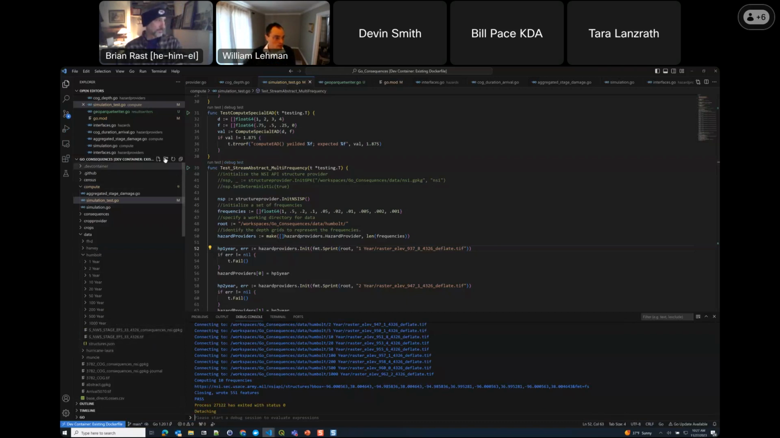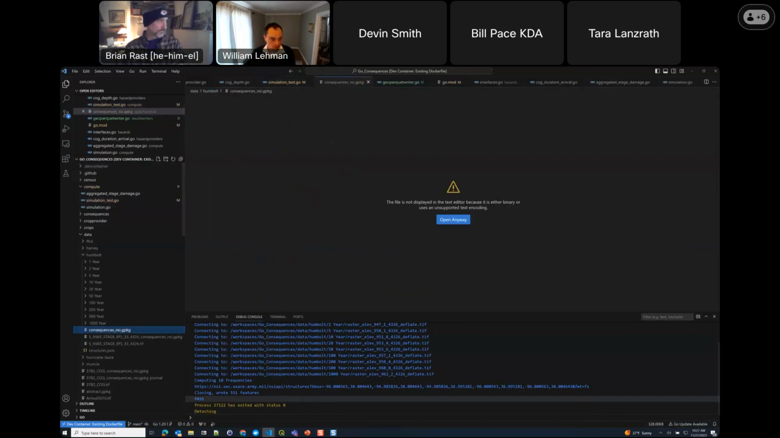So the result should be right here. Here's the output. I can't view it in that, but I can view it in QGIS if you'd like me to. And then we only query the depth grids at the location.